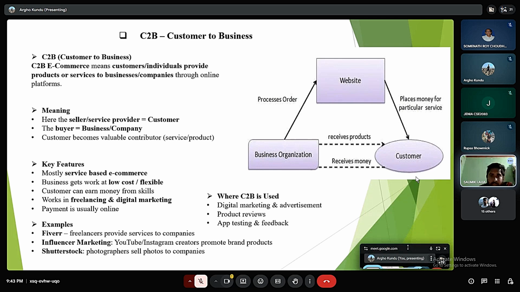Myself, Soumikla. Then slide C2B, customer to business. C2B e-commerce means a customer sells a product or service to a business online, meaning the seller is the customer and the buyer is a business company. The customer earns money by giving a service or product to the company. Key features: mostly service based, businesses get work at low cost, and customers earn using their skills, work, freelancing, and digital marketing. Payment is online. Examples are Upwork, which is freelancing, influencer marketing on YouTube and Instagram, and photography sales. Then comparison table, next slide.